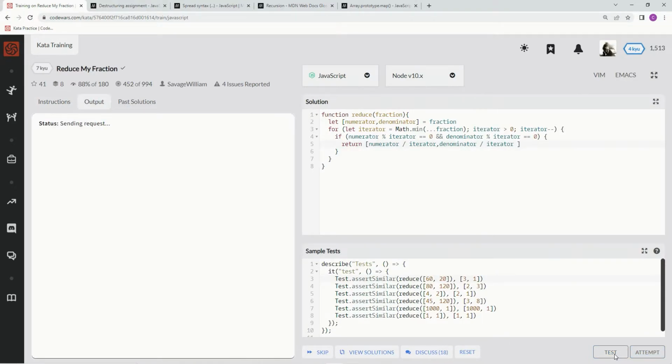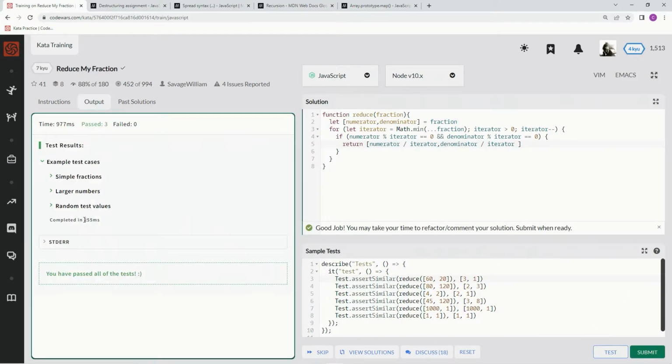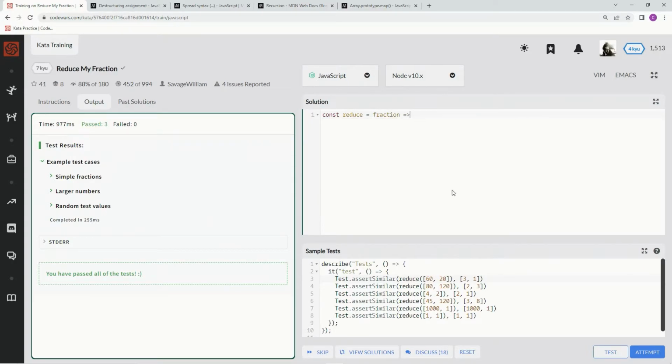Let's test it out. All right, good, excellent. Attempt it. All right, 255 milliseconds. That's ridiculously slow. So not only is that a lot of typing, but we need to take this number down a lot. So to do that, we're going to say const here. We're just going to do the concise syntax here. We're going to say reduce equals, and then we're going to turn all of this into an arrow.